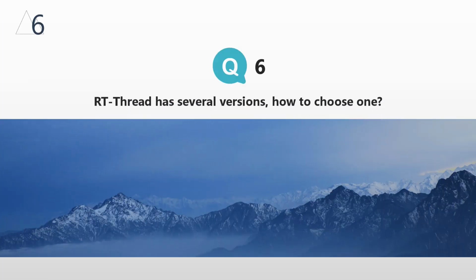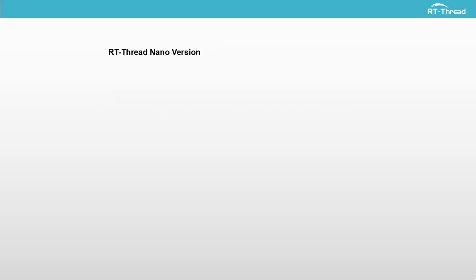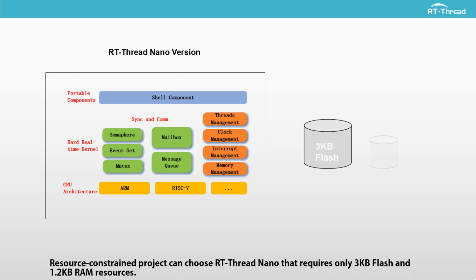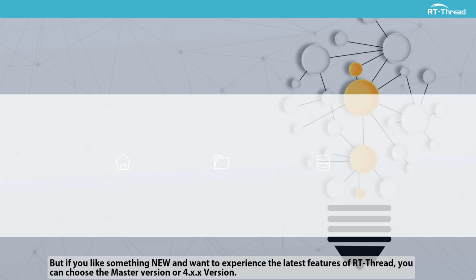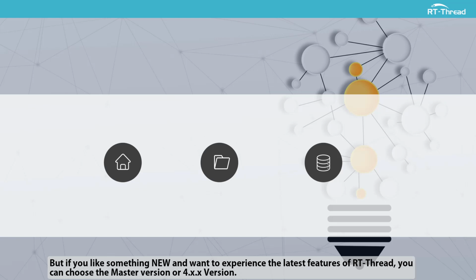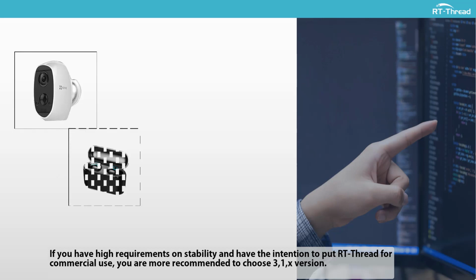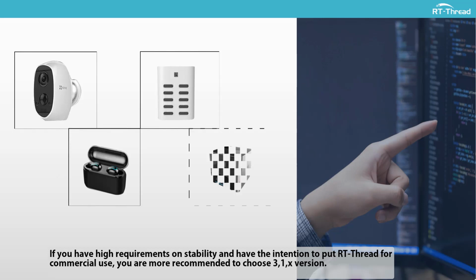Question 6. RT-Thread has several versions. How to choose one? For resource-constrained projects, you can choose RT-Thread Nano, which requires only 3 KB flash and 1.2 KB RAM resources. But if you like something new and want to experience the latest features of RT-Thread, you can choose the master version or 4.xx version. If you have high requirements on stability and have the intention to put RT-Thread to commercial use, you are more recommended to choose 3.1.x version.